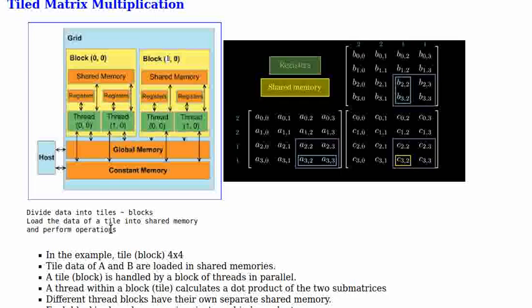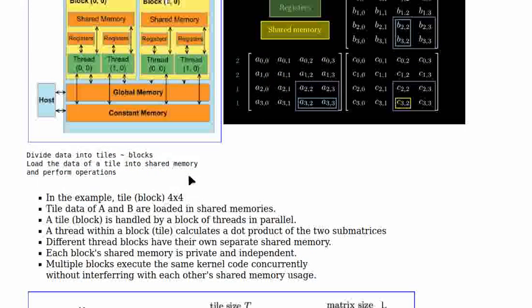Now the crucial thing is that the different thread blocks have their own separate shared memory. So this shared memory is independent from this shared memory. So in this way, multiple blocks execute the same kernel code concurrently without interfering with each other's shared memory usage. So this block works independently from this block. And of course, the threads within a block access the same shared memory.